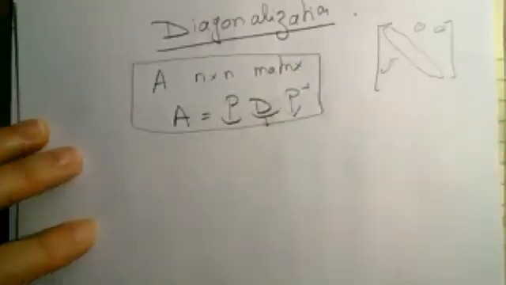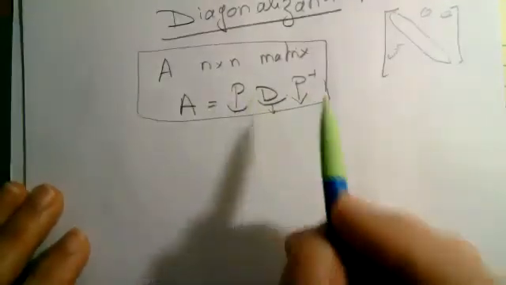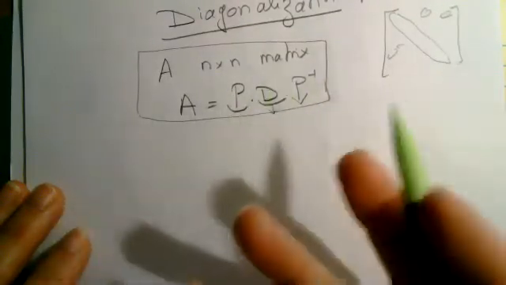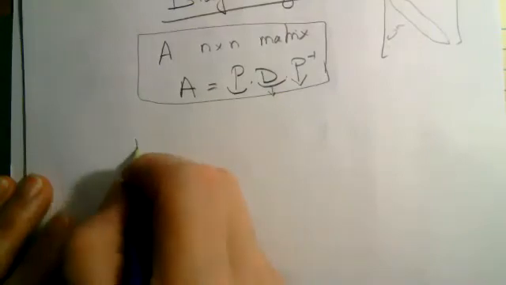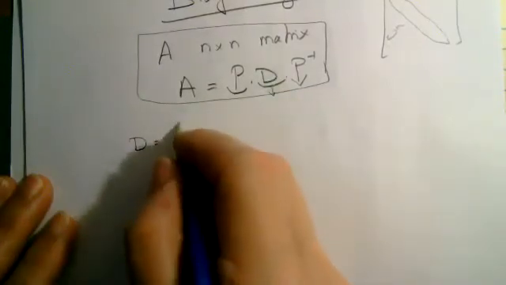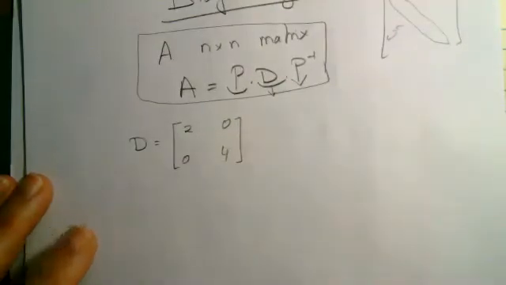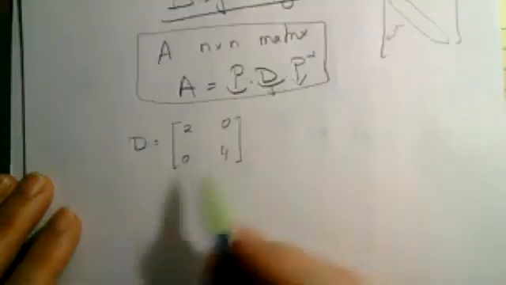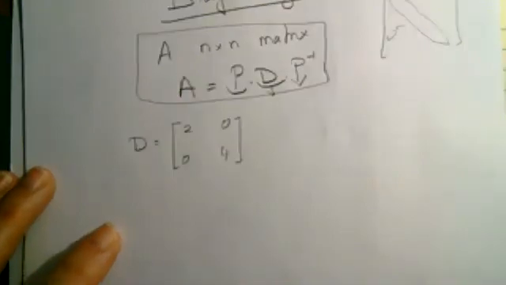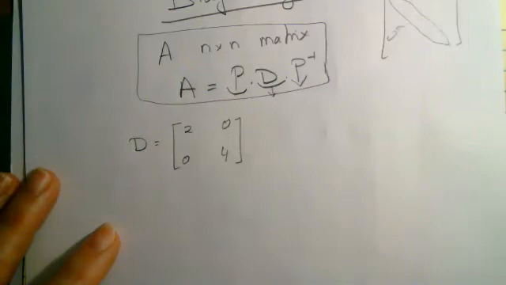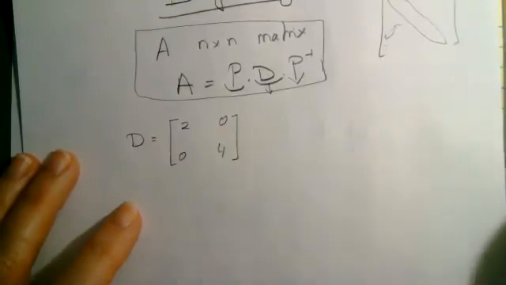Before we start learning how to do it, one simple application: if a matrix can be written like this, it will be much easier to work with algebraically, in the following sense. Suppose D is a diagonal matrix. Let us say 2, 0, 0, 4. What are the eigenvalues of this matrix? Can anybody tell me quickly? What are the eigenvalues of the matrix D? Can we spot them? Would it be 2 and 4?